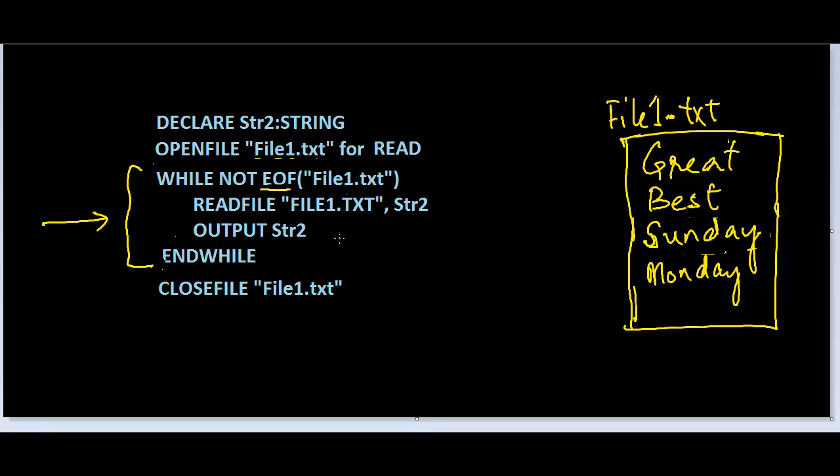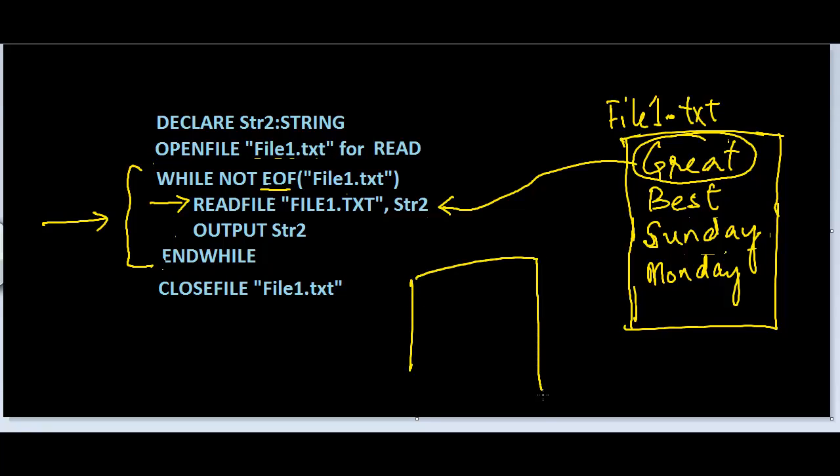And what we are doing is, inside this loop, we are executing the read file instruction. So the first time the loop runs, the read file instruction is executed, and this line from within our file is read, and this value is assigned to the str2 variable. And then if I can draw the output window here, in the output window the value of str2 is displayed, which in this case is going to be great.